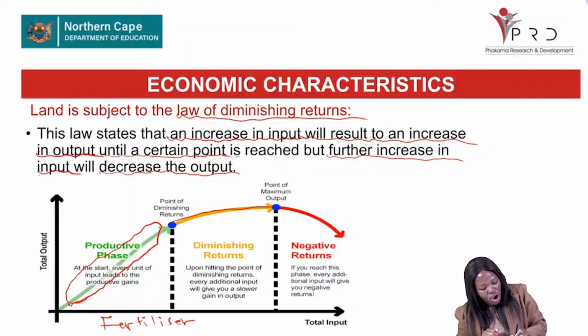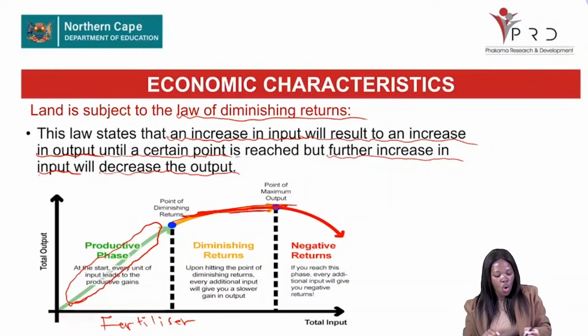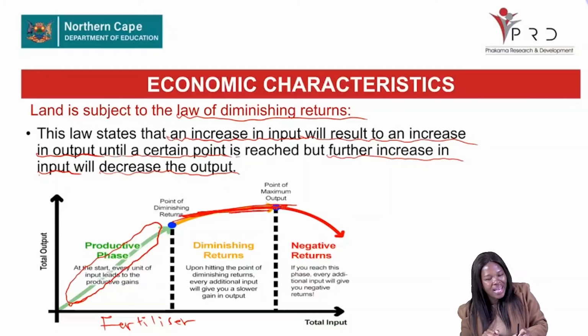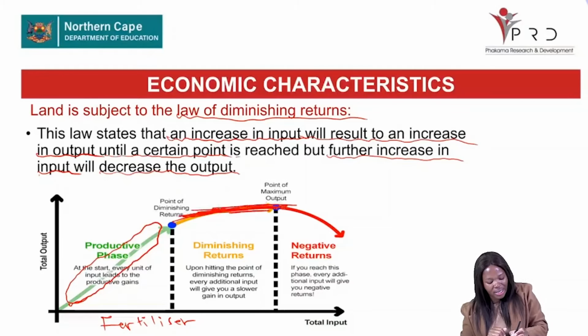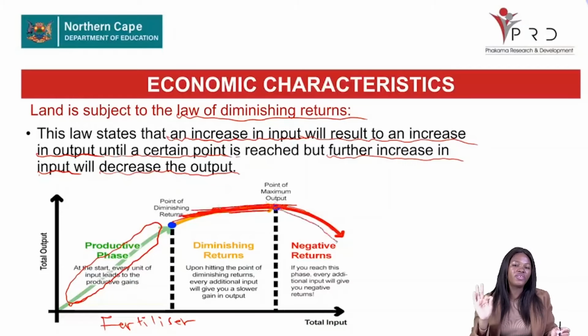And this is the point where we have reached the maximum yield, where we need to stop applying the input. But once we continue applying the input, what happens to our production? It starts decreasing. This law of diminishing returns teaches us when to stop applying the input, right? So these are our economic characteristics of land.